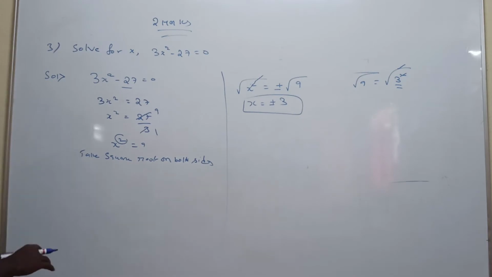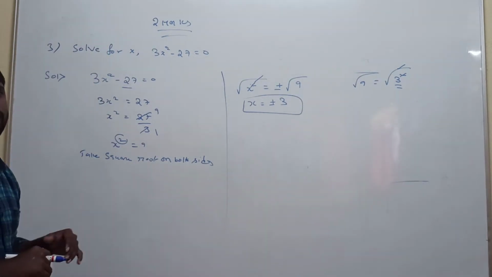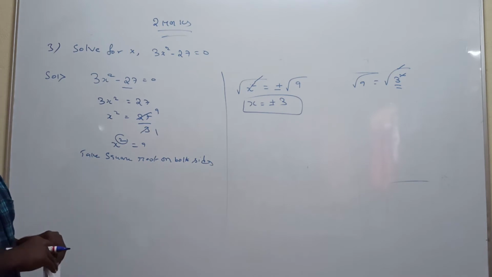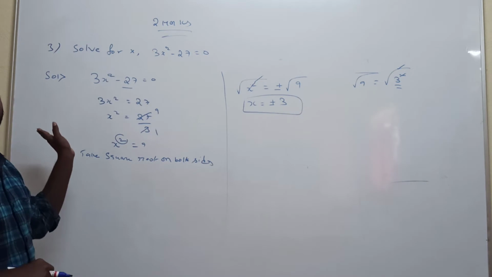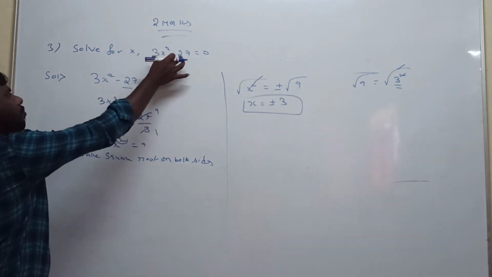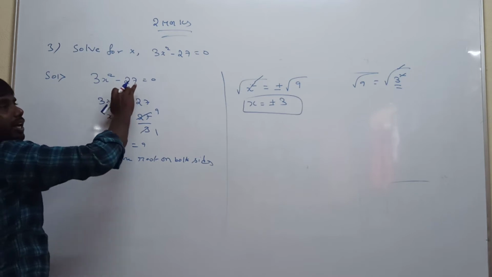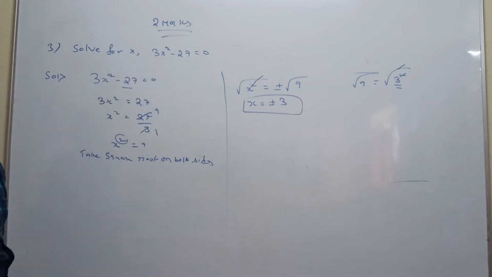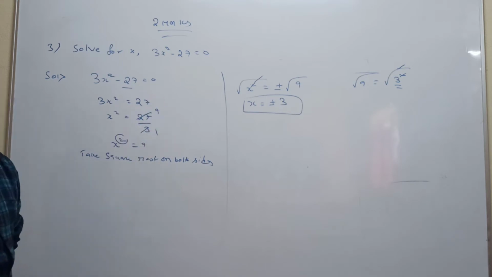Everyone understood? Is it clear? What is being asked? Solve for x means, from the given equation, calculate the x value. That's why only the x is put on the left side, and the remaining constants are taken to the right hand side. First, write the given equation as it is. Minus 27 is the constant, take to the right hand side, plus 27. 3 is extra, 3 goes to the denominator. 3 ones are 3, 3 nines are 27, x square is equal to 9.